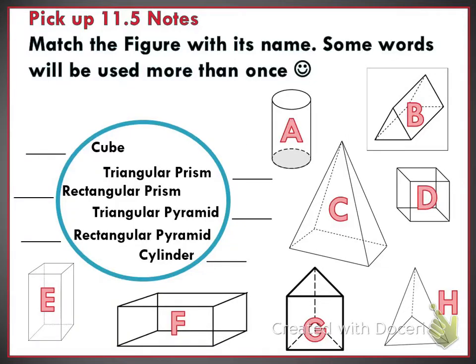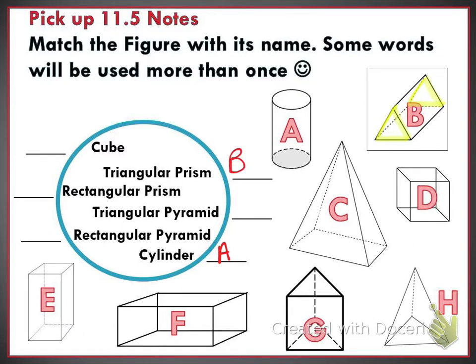Right, so let's start with A. What shape is letter A? It is a cylinder. It's got two circles. Cylinder. Letter B, is it a prism or a pyramid? Prism. And what shape is the base of this prism? Triangle. So triangle, prism, B.